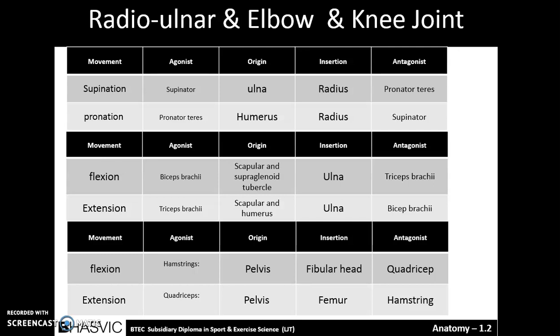The hamstring originates at the pelvis and inserts at the fibular head. It helps with flexion at the lower leg. Its antagonist pair is the quadricep. The quadricep helps extend the leg. It also originates at the pelvis, but it inserts at the femur. This would help a footballer, as the quadricep will allow the leg to extend forward and make contact with the ball.